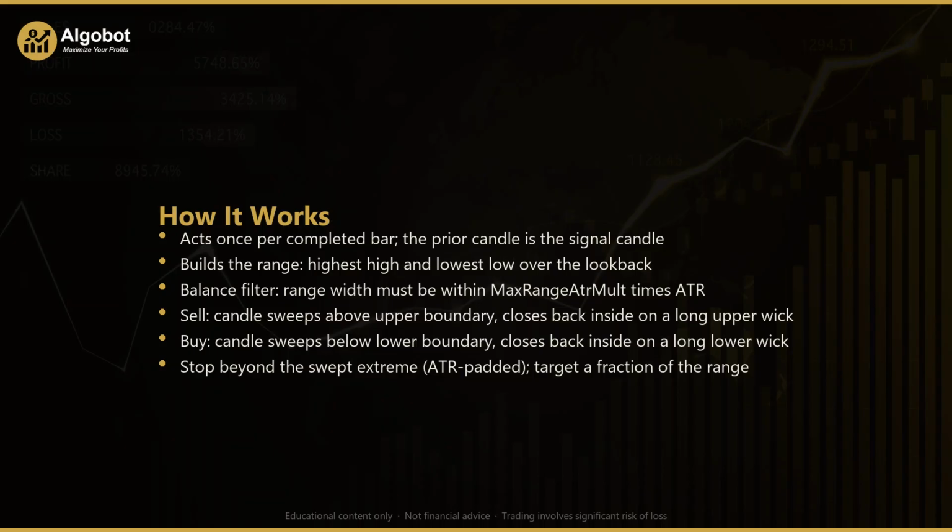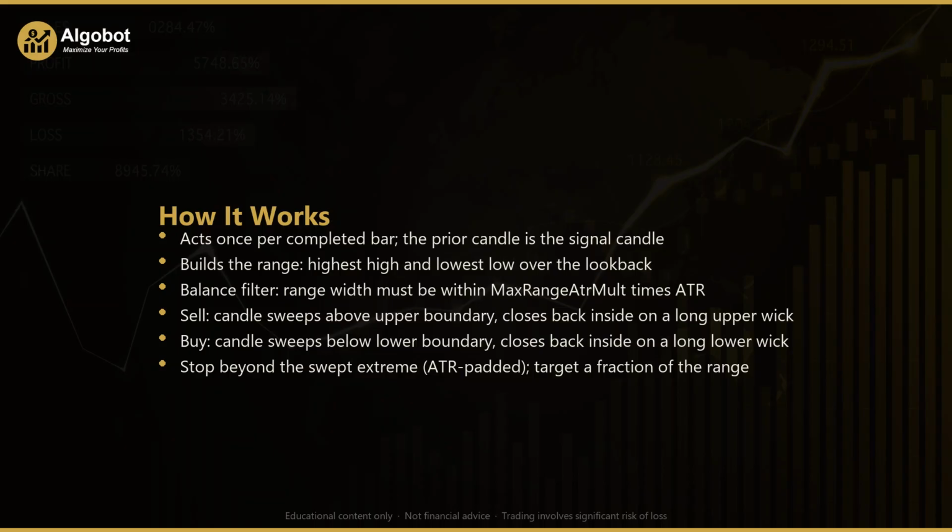Next comes the rejection test. For a short setup, the signal candle must sweep above the upper boundary, its high pokes above the ceiling, but then close back below it. On top of that, its upper wick must be at least the WickRatio multiple of its body, 1.5 times by default. That long wick shows the push higher was rejected and the level was defended. When all of that lines up, the EA signals a sell, fading the failed move back toward the middle of the range.